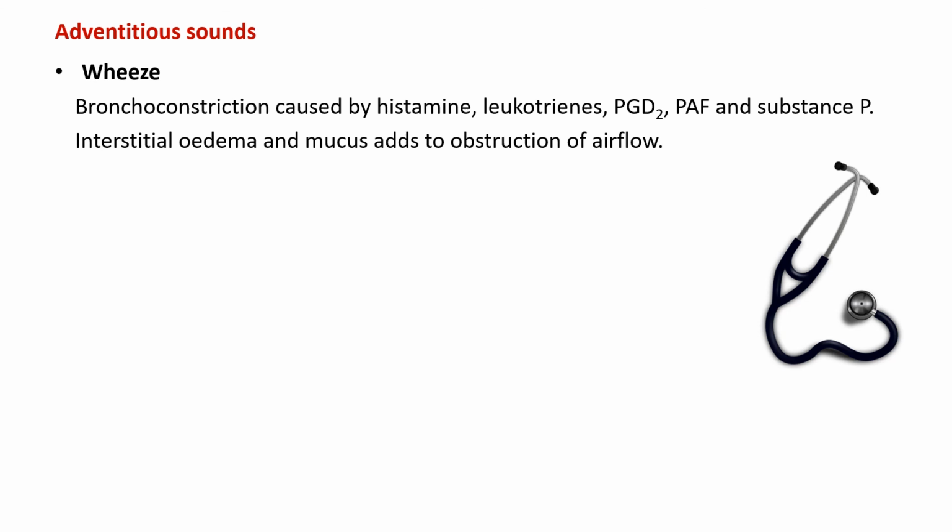Okay, get your stethoscope out. You all know these sounds anyway, don't you? I would hope so by this point. Okay, so a wheeze. A wheeze is going to be down to bronchoconstriction. This bronchoconstriction, if you remember, could be due to histamine, leukotrienes, PGD2, PAF, substance P, various other things. We may have additional obstruction because there may be edema around the cells, so that's going to reduce the lumen. We may have mucus blocking the airways or partially blocking the airways, giving us a wheeze.